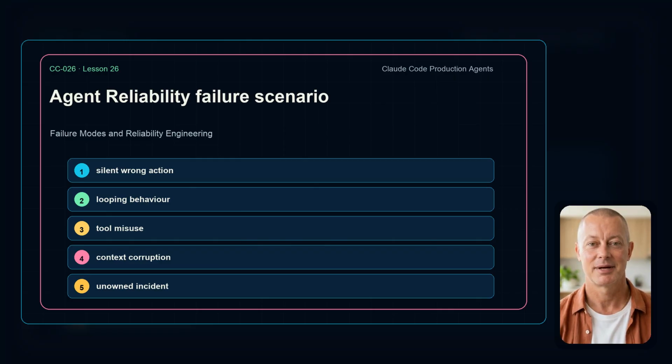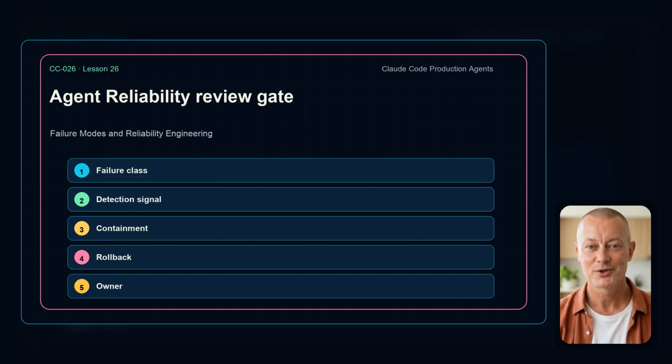In practice, this example has 4 parts: silent wrong action, looping behavior, tool misuse, context corruption, unowned incident. The point is to make the agent's work inspectable rather than asking everyone to trust a polished final answer. Score the design against this rubric: failure class, detection signal, containment, rollback, owner. A weak score does not mean the idea is useless. It means the workflow needs stronger boundaries before it becomes production work.